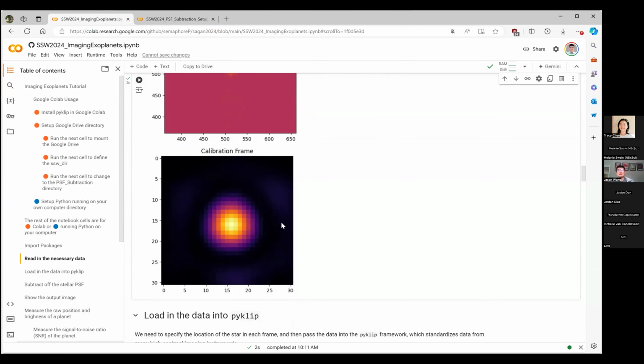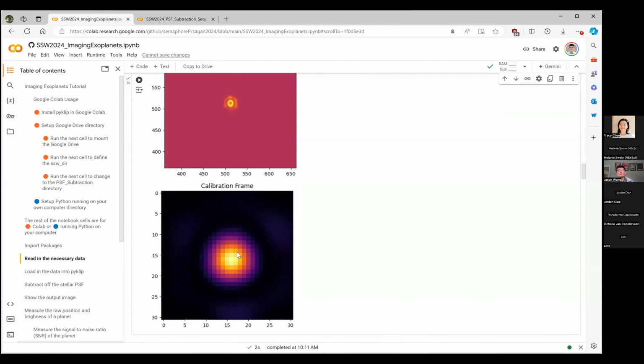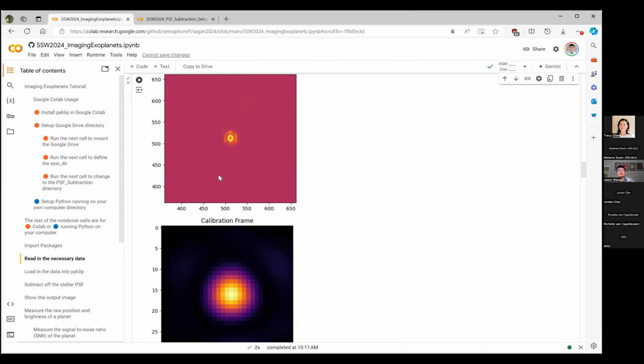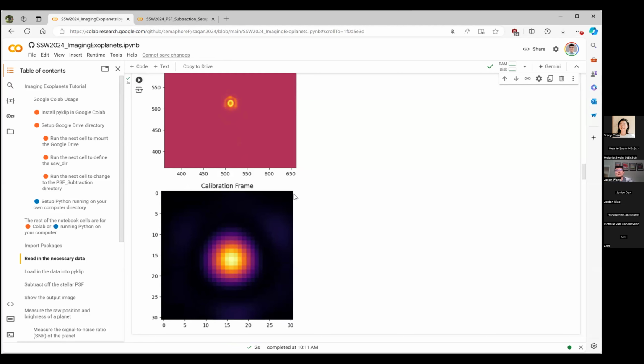The second frame that gets outputted is the calibration frame. This is the image of the star without having any part of it blocked out. So this is just to print it out to make sure that these frames look relatively okay. The purpose of these plots is just to make sure we've successfully read in the data and the data is in the right format. And you can see here, this is kind of what you're expecting. As long as you see something like this, we're okay. We can move on.